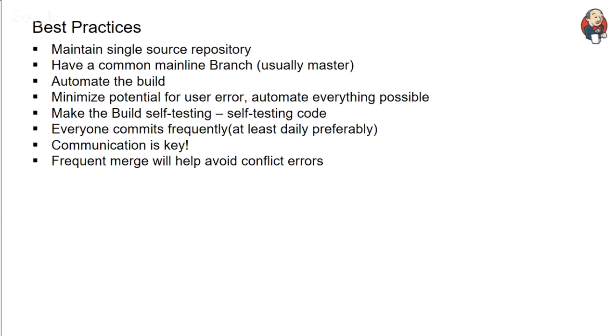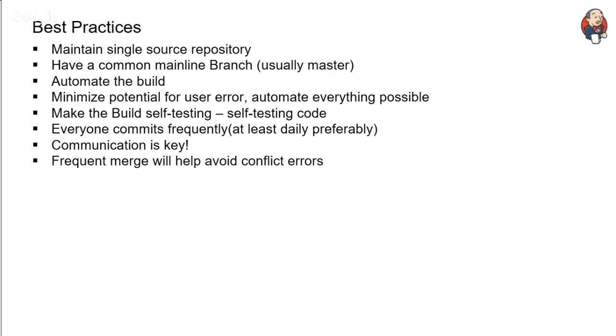Next is automate your build. Using Jenkins, we are going to automate the build. And next is minimize the potential for user error. If you automate things, it helps us prevent user error, as I told you earlier.